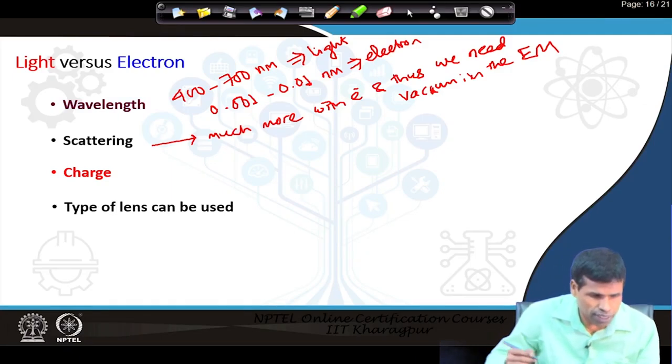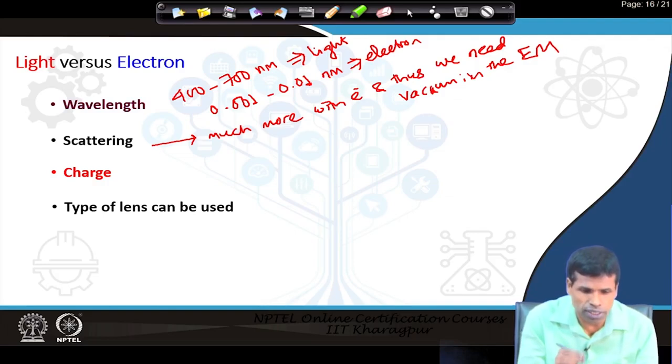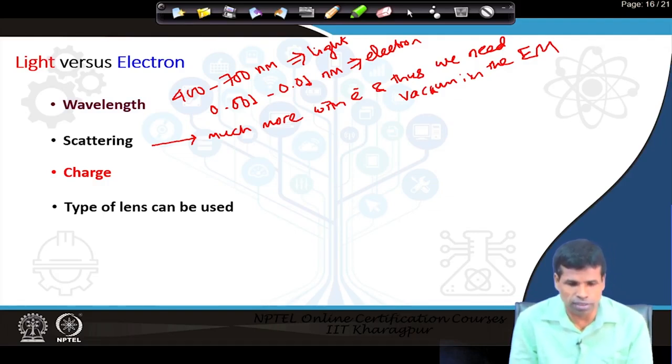Then we have the type of lenses. Certainly, in the optical microscope, we use glass lenses. On the other hand, in the electron microscope, we use electron magnetic lenses. So, it has the advantage that we can have a precise angle of aperture alpha value, which can be very narrow and much more precise. This is about the advantage of electrons as compared to light.